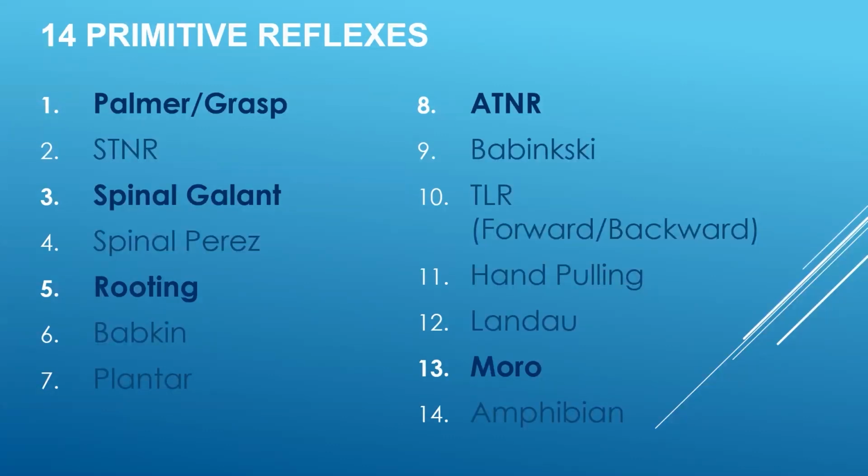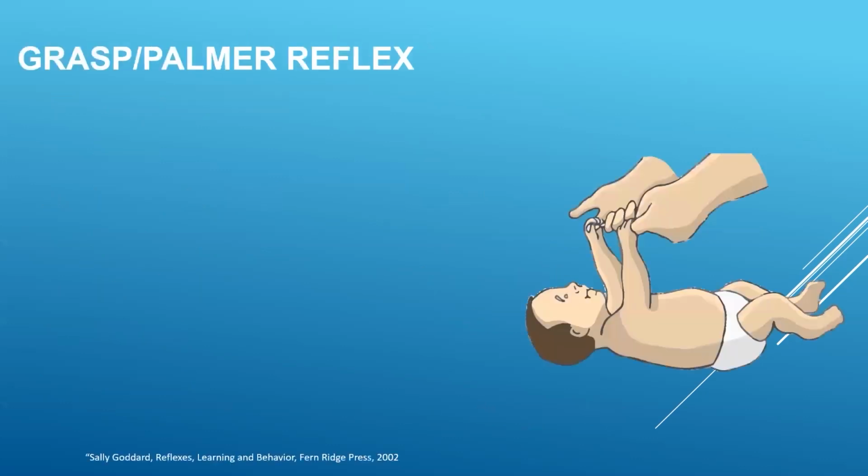I'm not going to cover all of them, but the general idea is that these reflexes are present in an infant to drive them to be able to cause a movement. And they develop at certain times and then they disappear, which is kind of interesting. So the first one is the Palmar or the grasp reflex. This is the one that most everybody knows.